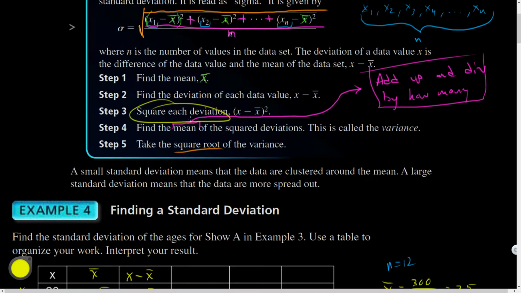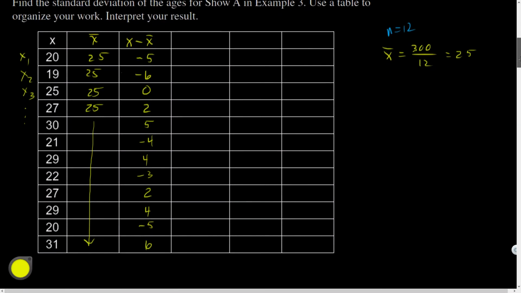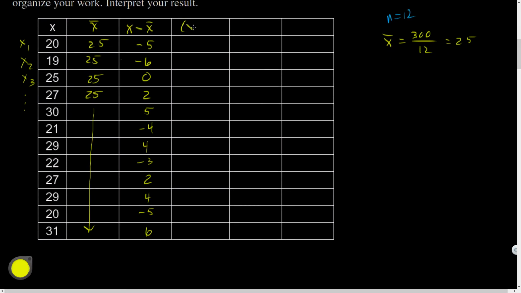Okay, guys. Next thing I've got to do is square these numbers. So this next column is x minus x bar all squared. All right, guys, you ready for this? Square -5. What does -5 squared mean? What does it mean to square that?